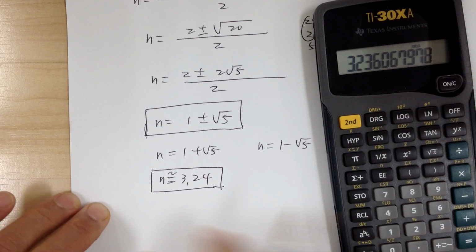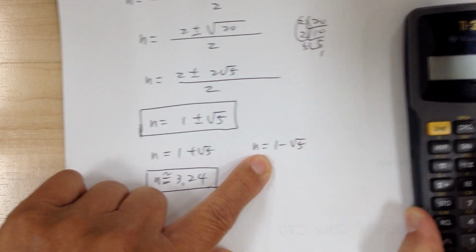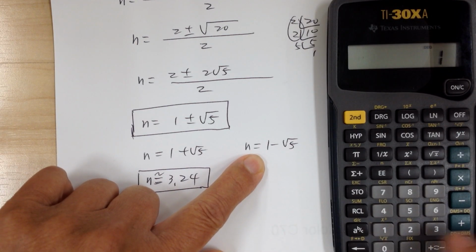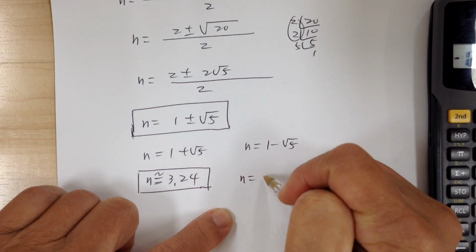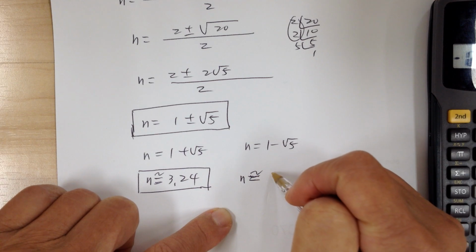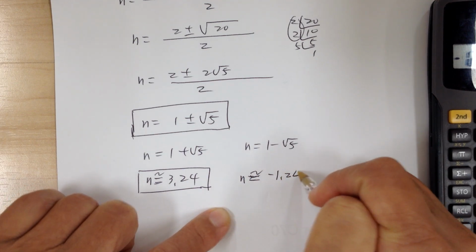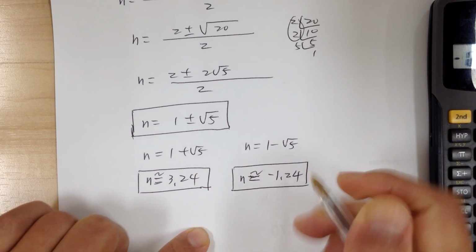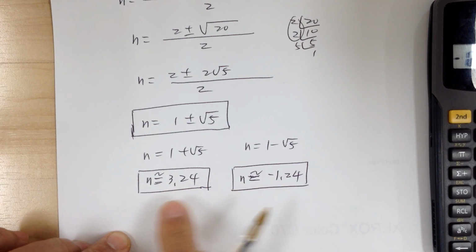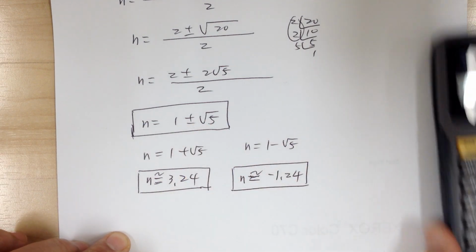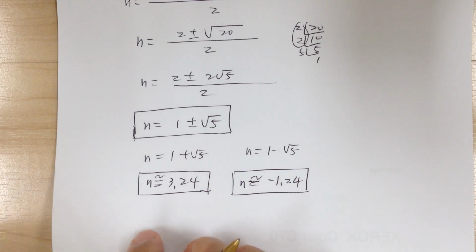So this is one of the answers. This one over here, 1 minus square root of 5, so n will be approximately equal to negative 1.24. Okay, so those are your two approximations, and this is your exact answer. Okay, let's go to the next one.